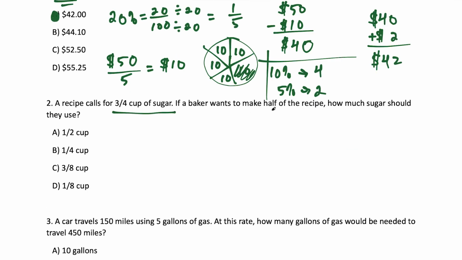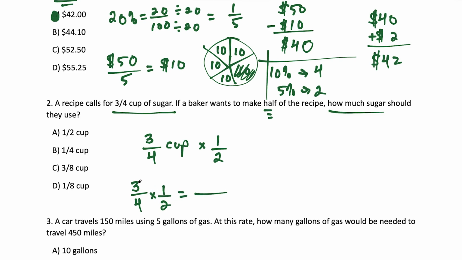And if a baker wants to make half of the recipe, how much sugar should they use? So for this question, we're starting out with 3/4 of a cup of sugar. And the baker is going to make half of the recipe. So we're going to take the 3/4 of a cup and we're going to take half of that, or we're going to multiply by 1 over 2. So now you just want to think here, you're multiplying these two fractions. You're doing 3 over 4 times 1 over 2.